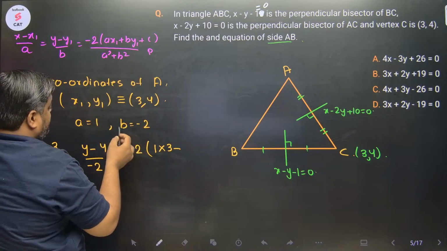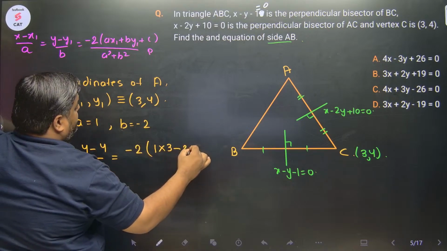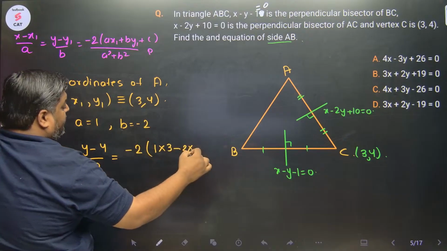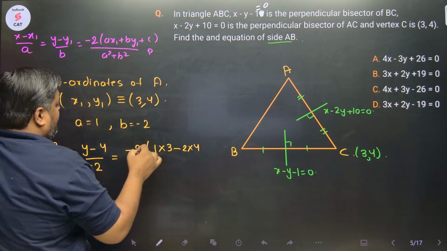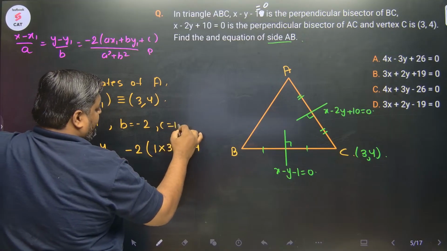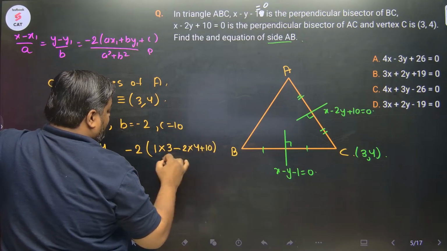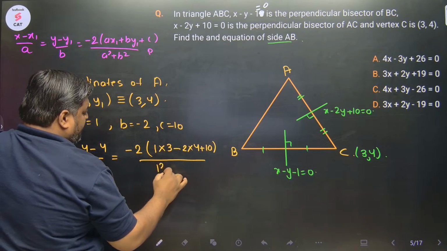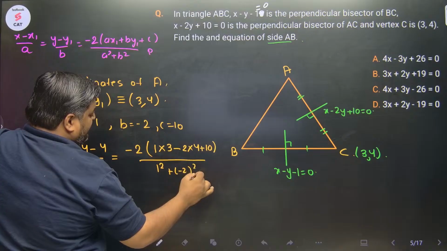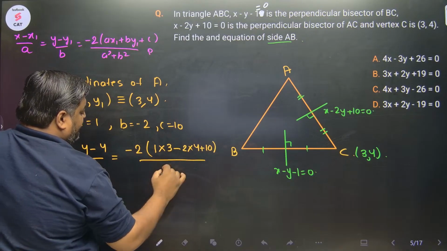B by 1, B is minus 2 into 4, and the last term is plus C. Acha, C is 10, plus 10 upon A square plus B square. So this is 1 square plus minus 2 square, which is nothing but 5.